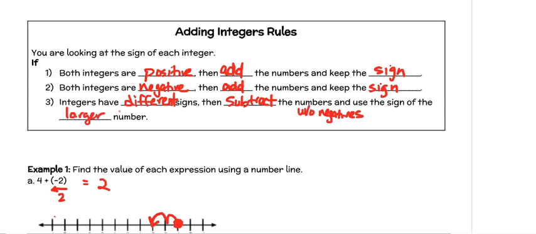I'm going to go over what this means, okay? So mainly, you're looking to see if the numbers are the same sign. If the numbers are the same sign, then you're just adding them and keeping the sign. If the integers have different signs or opposite signs, if one's a positive and one's a negative, then you're going to be subtracting.